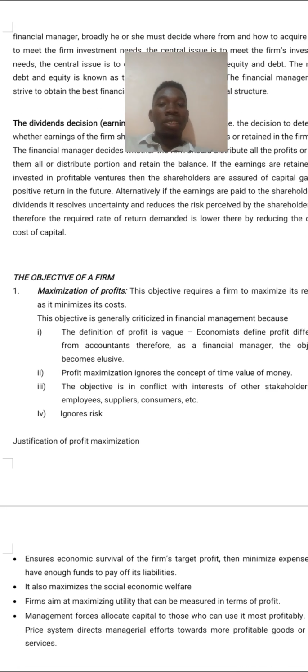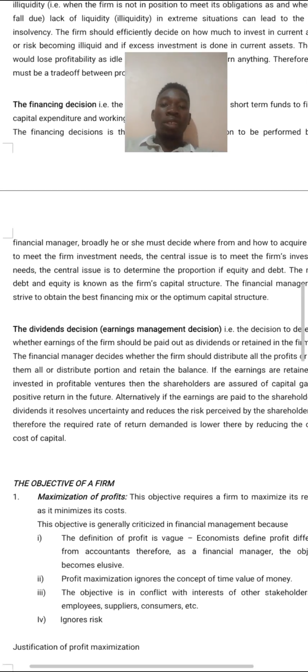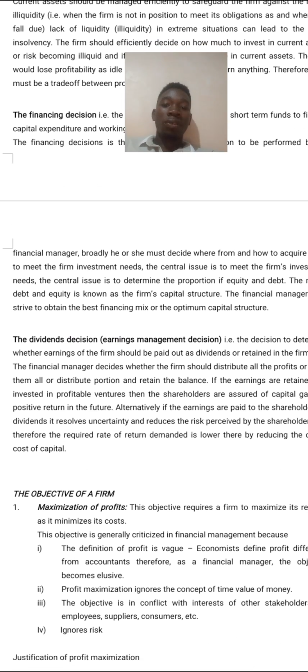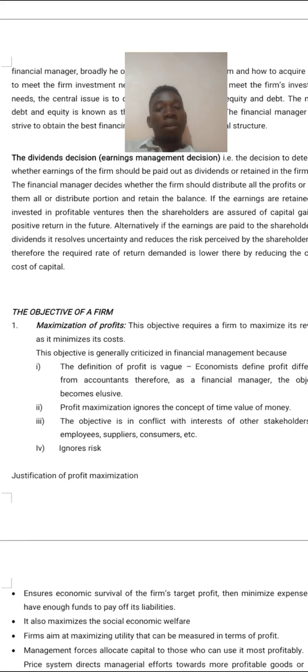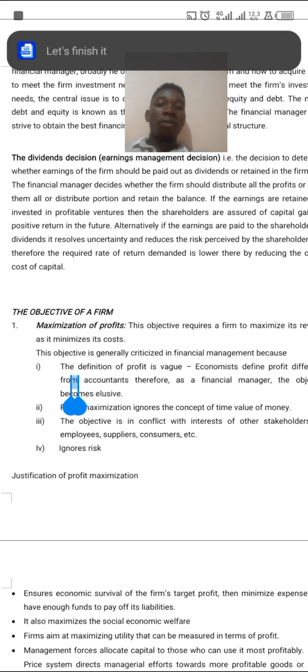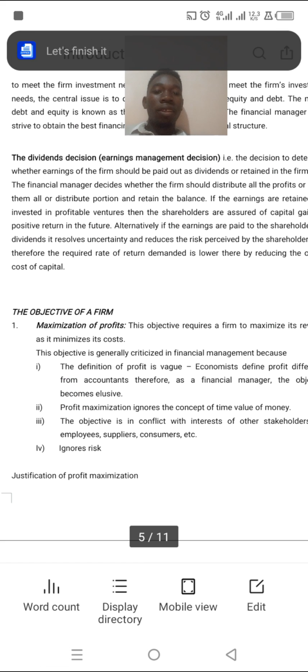So I'm done with the scope of financial management. Those are the 4 finance decisions. And now let's look at the objectives of a firm. There are two main objectives of a firm, and that is profit maximization and wealth maximization. However, there are other objectives, but those are the major two objectives of a firm. So the objectives of a firm, we simply have maximization of profit or profit maximization.